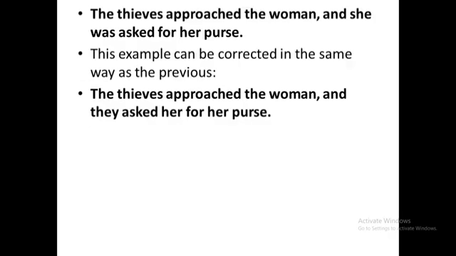So the thieves approached the woman and she was asked for her purse. So this example can be corrected in the same way as the previous. The thieves approached the woman and they asked her for her purse, obviously. So now in the first and second example you can check the error there. The thieves approached the woman and she was asked for her purse. In the second sentence the thieves approached the woman and they asked her for her purse.